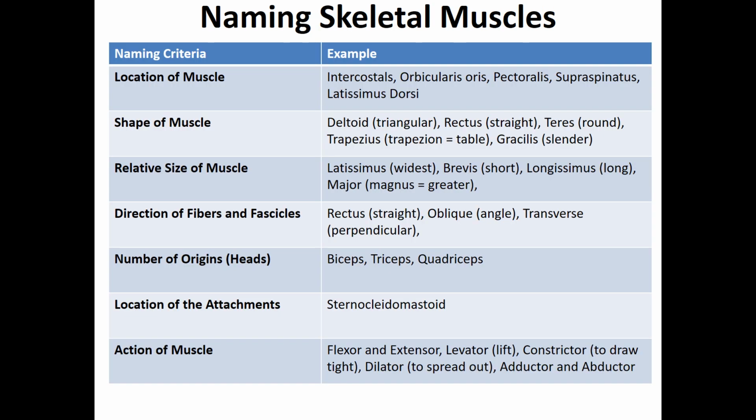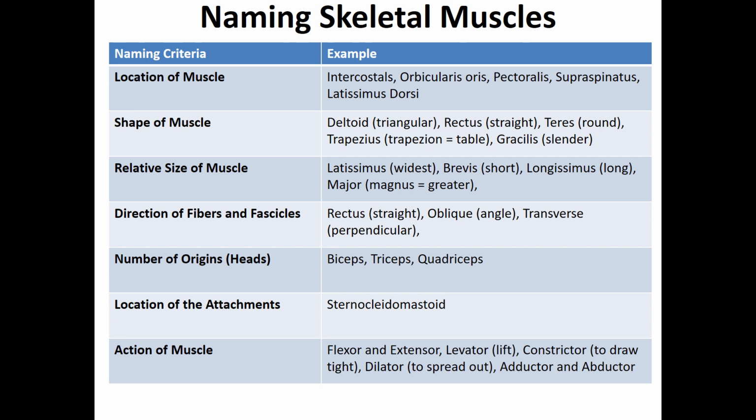Pay attention to the criteria, as you can see they cover a number of different modes. For example, muscles can be named based on their location. Intercostal means between the ribs. Orbicularis oris indicates that it's around the mouth. Pectoralis, the pectoral region. Supraspinatus, above the spine of the scapula, just to name a few. The shape of the muscle, like deltoid, meaning triangular, rectus meaning straight, teres meaning round.